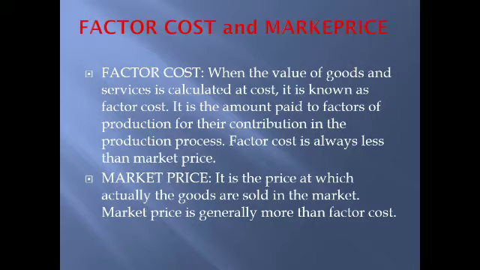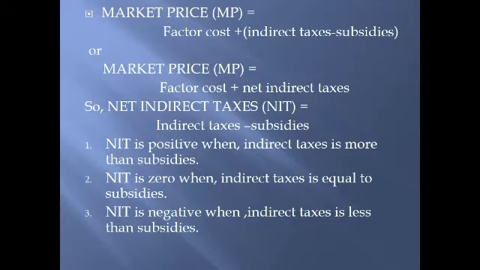For example, if you are taking GDP, then you are calculating GDP at market price. You are also calculating GDP at factor cost. If you are taking GNP, you are calculating GNP at market price. You are calculating GNP at factor cost. So we have to know how to calculate market price and how to calculate factor cost. Now I will tell you how to calculate market price when factor cost is given. So let us come to market price. How to calculate market price?